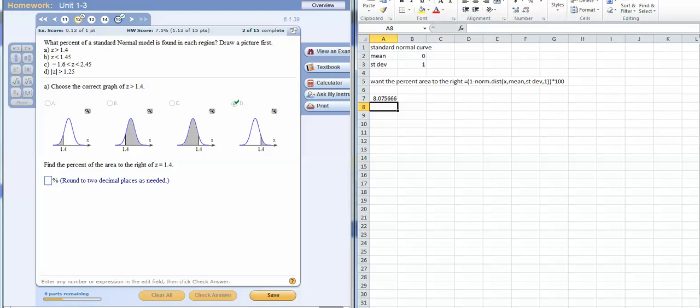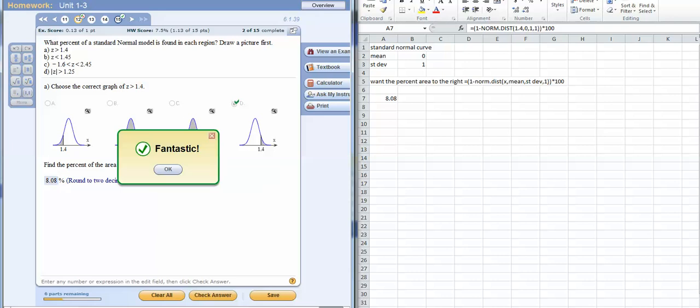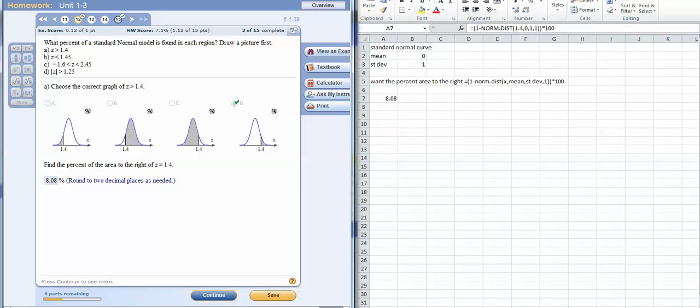So this is 8.075. Now, they want it rounded to 2 decimal places, so you can get this to round to 2 decimal places by just pushing this button that decreases the decimal. So that's 8.08. Okay, let's continue to the next question.